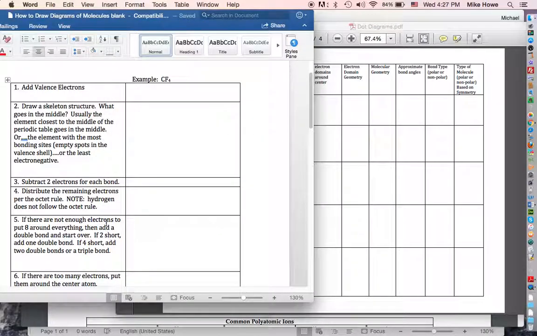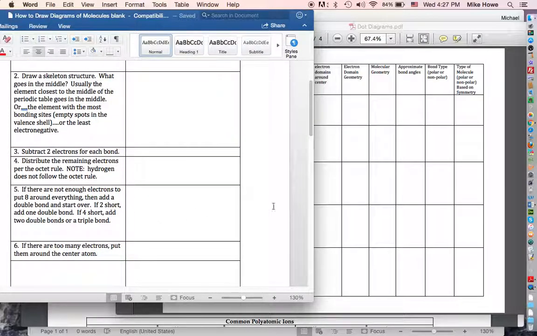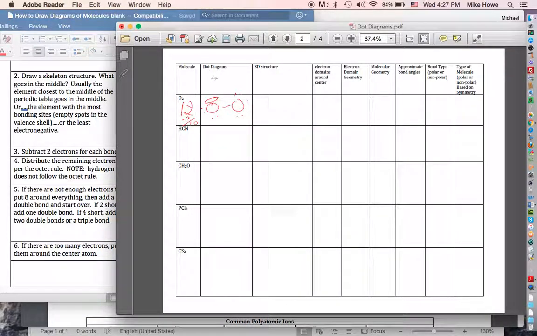If there's not enough electrons to put 8 around everything, add a double bond to start over. If you're too short, you add 1 double bond. Well, in this case, all we can do is add 1 double bond. So I'm going to put it up here. You wouldn't do this. You'd erase it and put it in your box.